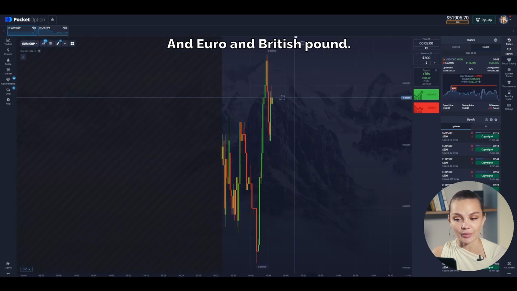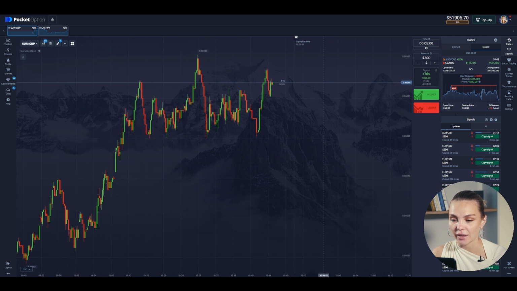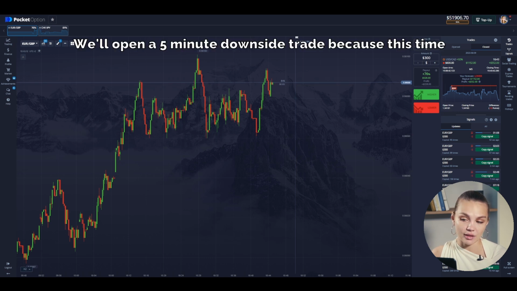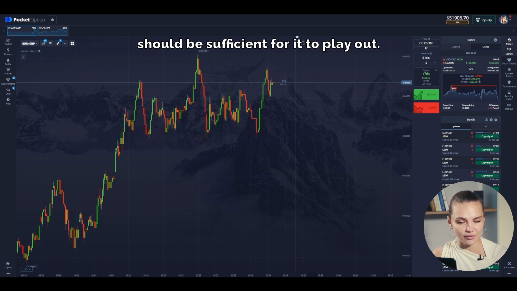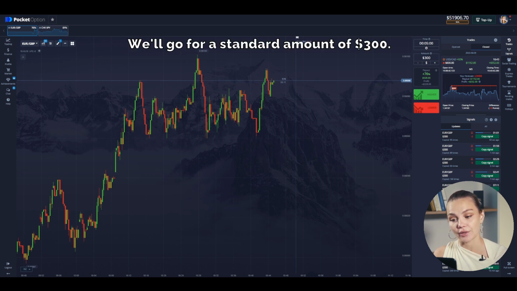And Euro and British pound. Let's check if this pair is available for trading. Yes, this currency pair is available with a 76% payout percentage. We'll open a 5-minute downside trade because this time should be sufficient for it to play out. We'll go for a standard amount of $300.